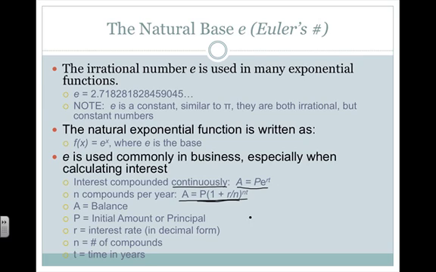So feel free to pause this video right now if you need to write down what each of these variables mean. So to write this part down right here, but we're going to go over it and how to use these equations in the next slide.